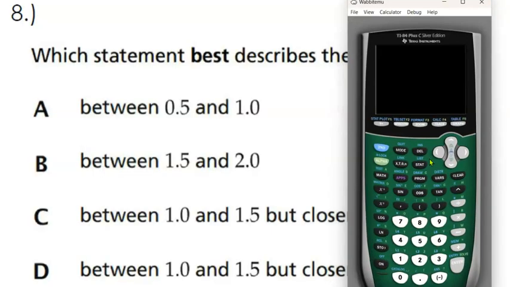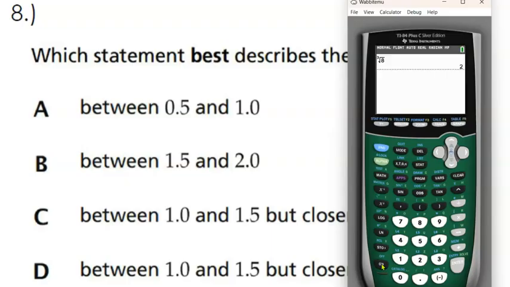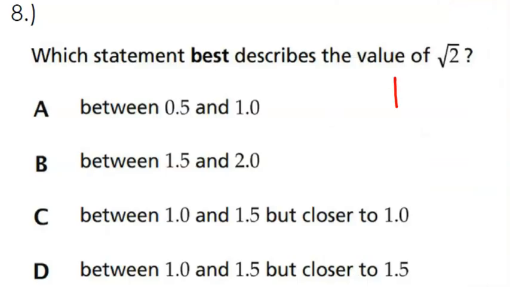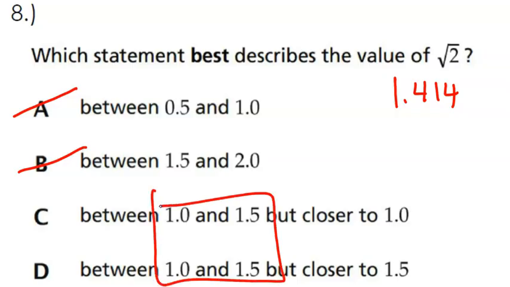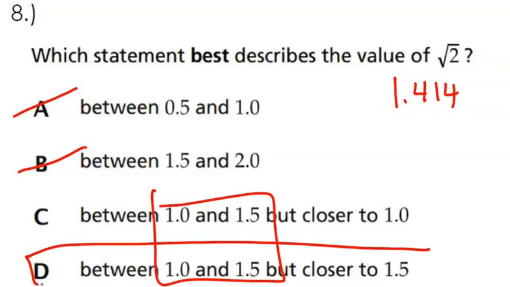Number 8. Which statement best describes the value of the square root of 2? Well, we can think of our perfect squares, or we can simply use our calculator and find the square root of 2. Notice this is different than before. There's no little 3 in the front. Square root of 2 is 1.414. 1.414 is not between 0.5 and 1. It's not between 1.5 and 2. It is between 1 and 1.5, but it is closer to 1.5 than it is to 1.